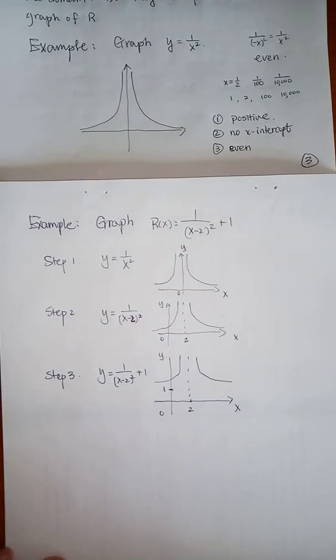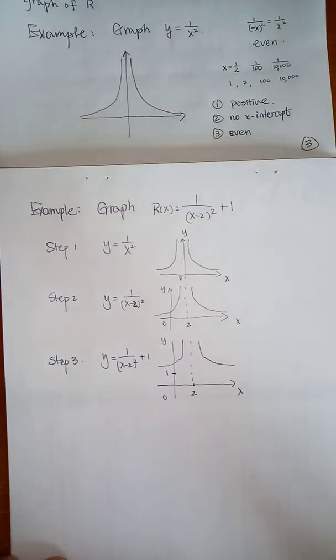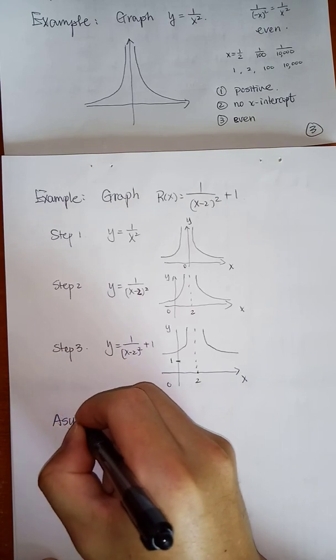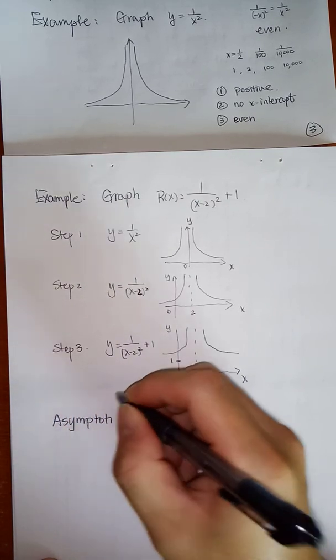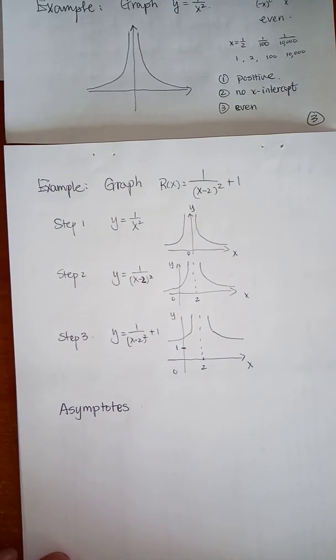Okay, so that's how the graph and the transformation work. And in this part, we are going to study the importance of the zero of the denominator. In order to make that precise, we need a concept called asymptotes. So what is an asymptote?